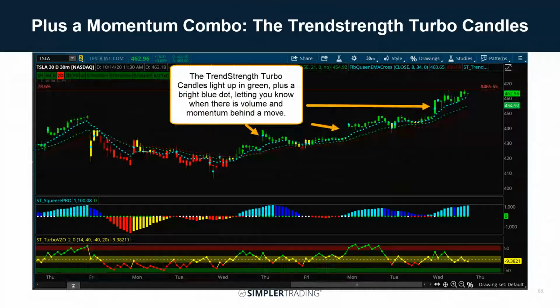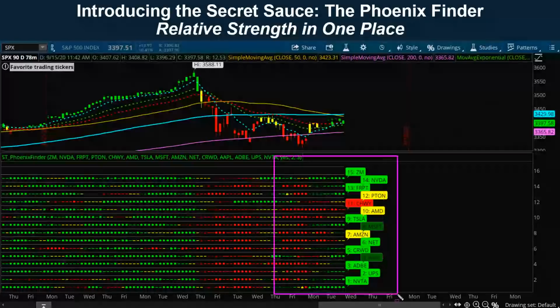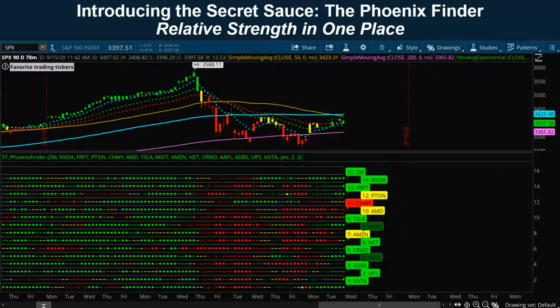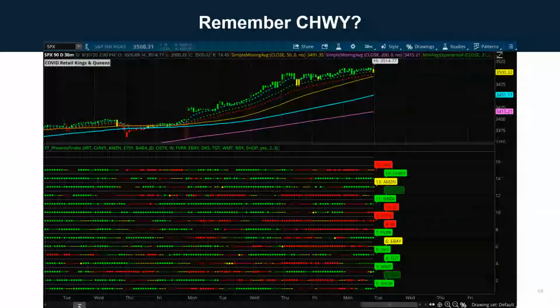So what does it go with? It goes with the Trend Strength Turbo candles, okay? These candles are actually the magic that power the Phoenix Finder. You see the colors of these candles here? They go red to yellow to green. That is the exact same code that is drawn down here on your grid. So it takes the magic and it puts it all in one place so you can see it all at one time. You can put your own watch list in there. You can use my watch list. You can customize it however you want.